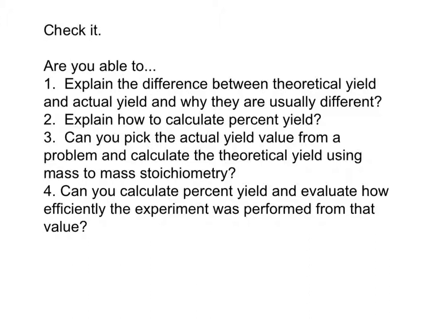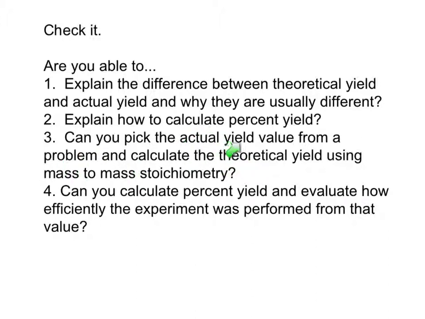So after this lesson, make sure that you're able to do these following things. Explain the difference between the theoretical yield and the actual yield, and why they are usually different, and hopefully discuss sources of error in that answer. Make sure that you are able to explain how to calculate percent yield, which would look like explaining the equation. And then 3, can you pick the actual yield value from a problem? And then can you calculate the theoretical yield using mass-to-mass stoichiometry?